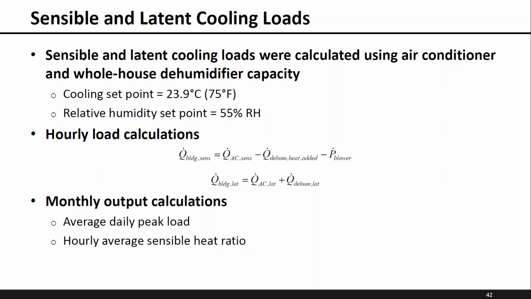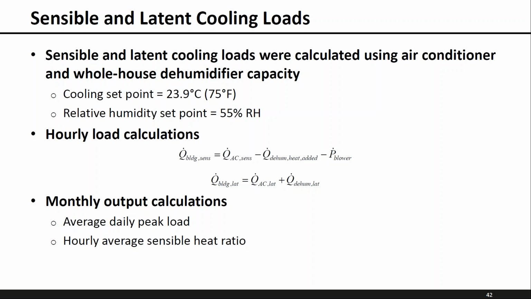And so those two equations shown on the slide were used to calculate the hourly sensible and latent loads. The first equation is for sensible, and to calculate the sensible load in the building, we took the air conditioner sensible capacity, subtracted out the heat added by the dehumidifier and the power use of the blower to get at the sensible load of the building. Latent load was handled in a similar way. We looked at the latent capacity of the air conditioner and added that to the latent capacity of the dehumidifier to get the building latent load.